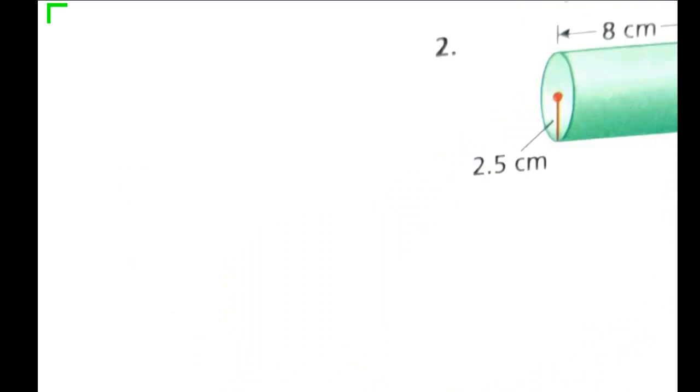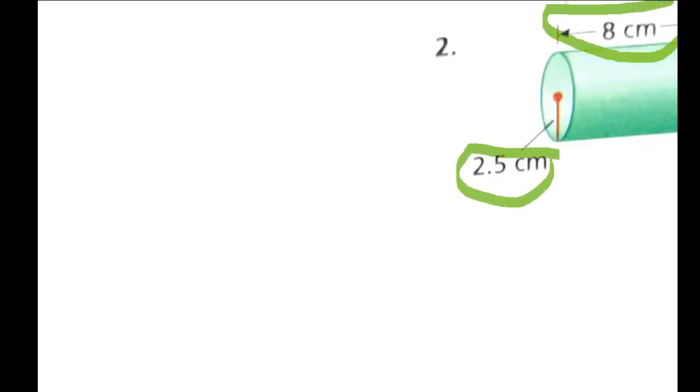Question 2. I have this cylinder. I need to find the volume of the cylinder. We have here r equals 2.5. We have height here is 8. Okay, let's put our rule. Volume of cylinder equals pi r square h. What is it? It is area of base multiplies height. Area of base multiplies height.